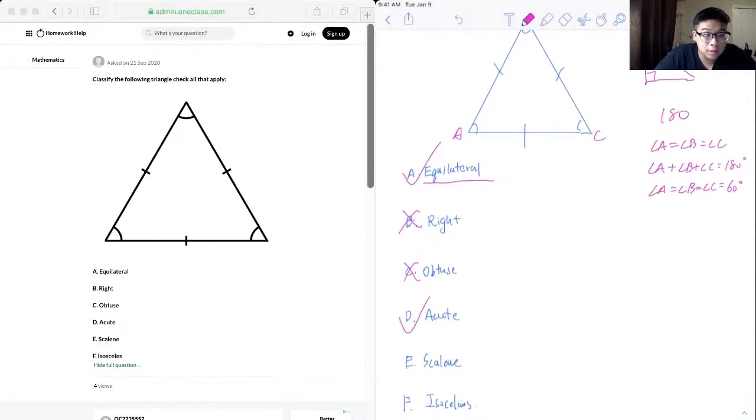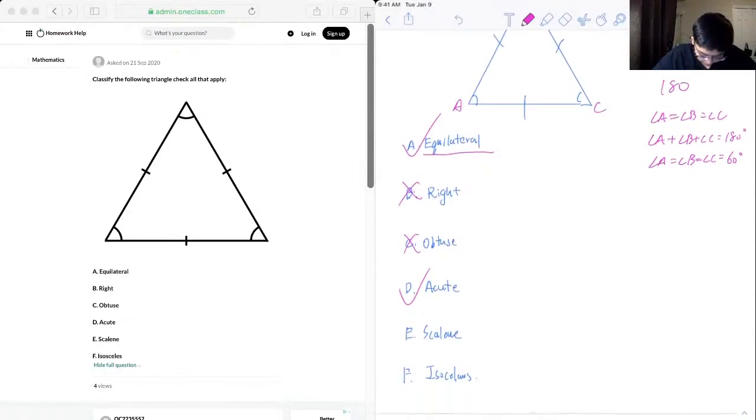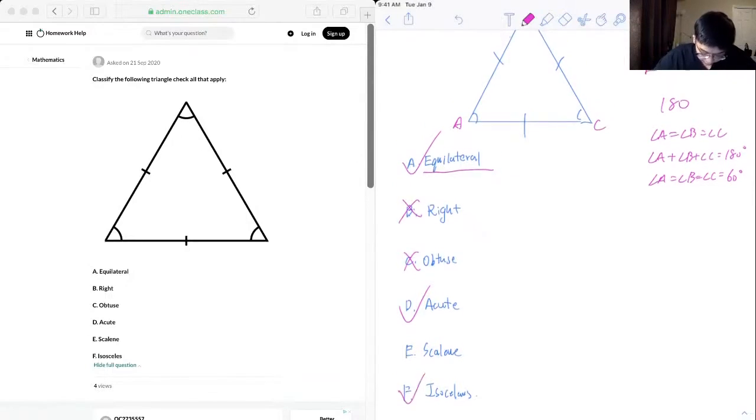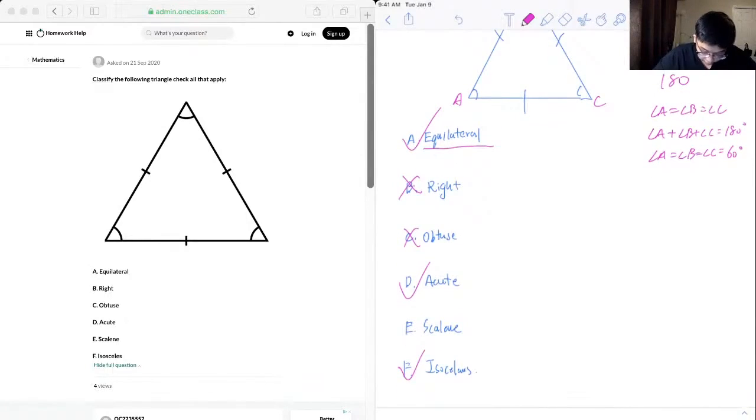Okay, and we can also consider this triangle as an isosceles triangle because at least two of its sides have equal length. So that's going to be F. Another example of F would be something like this, as long as two of its sides have equal length.